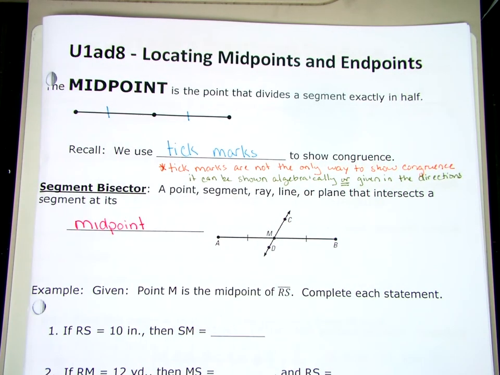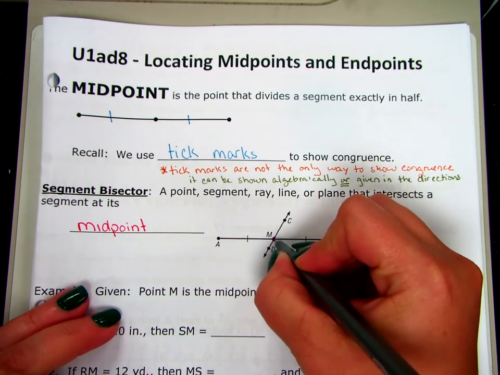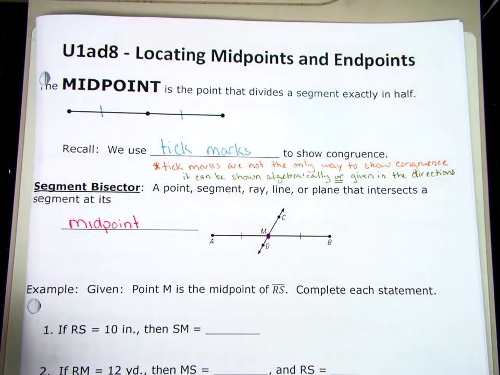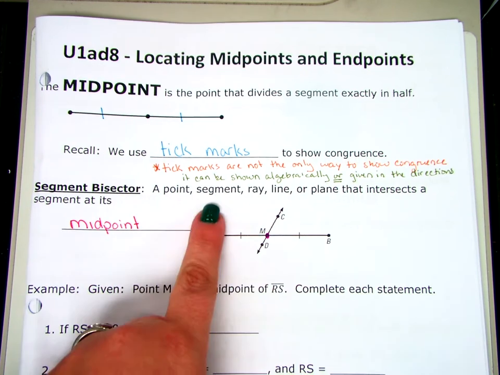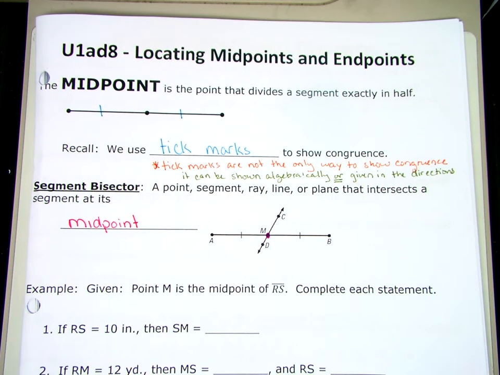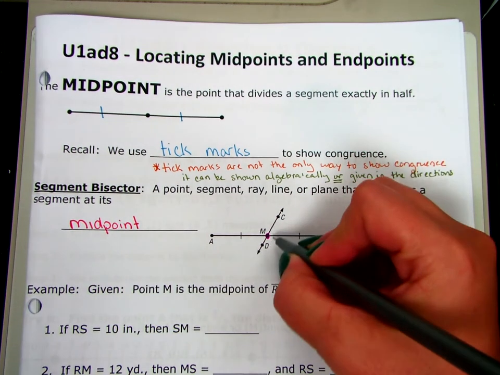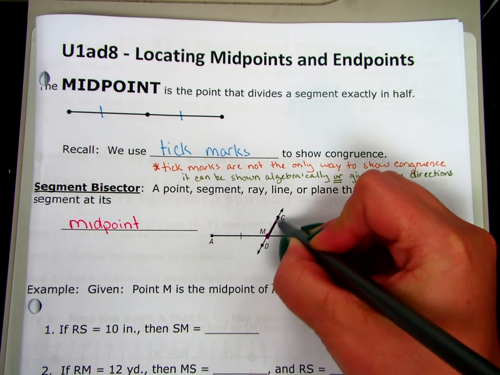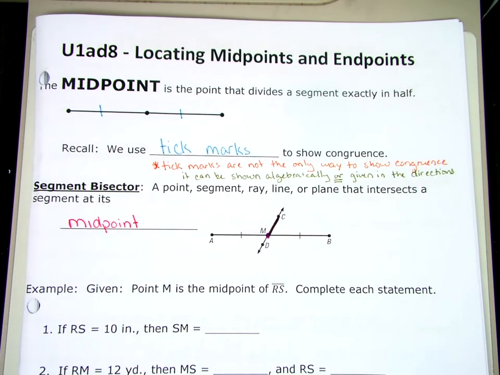Okay, so for example, we could say point M, which we know is the midpoint because we see the tick marks. Point M is a midpoint of segment AB, but point M is also a segment bisector of segment AB. Think of it like scissors, right? It cuts that segment right in half. Okay? It could also be a segment. So instead of just looking at point M, I could look at segment MC, just this little bit right here. That segment would be a segment bisector of segment AB.